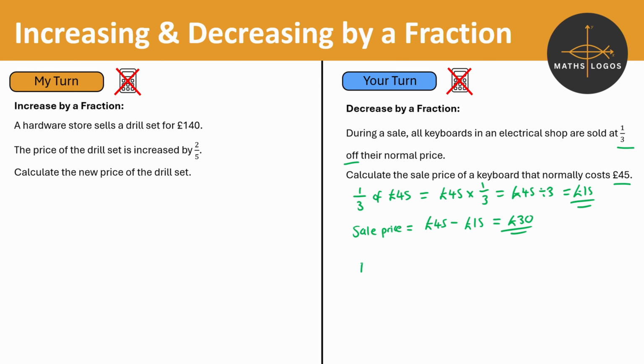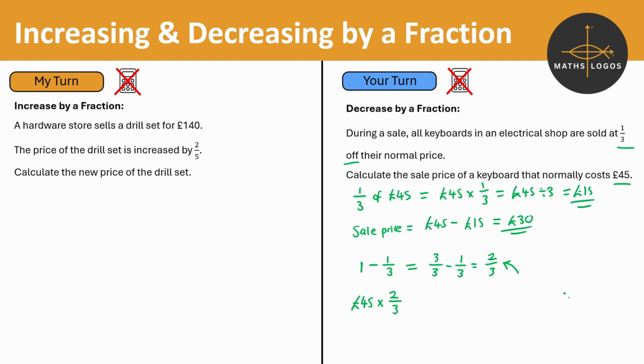If we consider that the original price of the keyboard is 1, and we have to be careful because this is a decrease by a fraction question, it's 1/3 off, we've taken 1/3 away from that price. Well, 1 is equivalent to 3/3, take away 1/3, which is equal to 2/3. What that means is, after the reduction, the price that remains is 2/3 of the original. I can take £45, multiply it by 2/3, and this will take me straight to my answer.